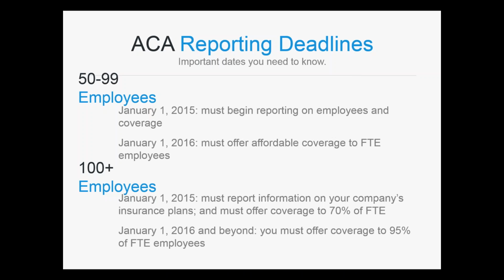Here are those deadlines. For 50 to 99 employees, January 1st, 2015, you have to begin reporting on employees and coverage. That is actually the correct numbers. It started at the beginning of this year, so don't fret. We are able to pull in your historical data and get it into the systems that you have, so that look-back period is available. Just keep in mind that you do need to have the full year that you're looking back at for groups of 50 or more.